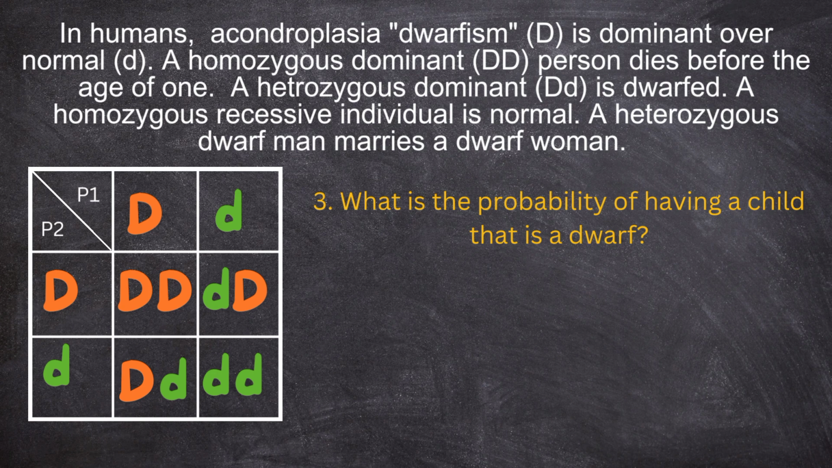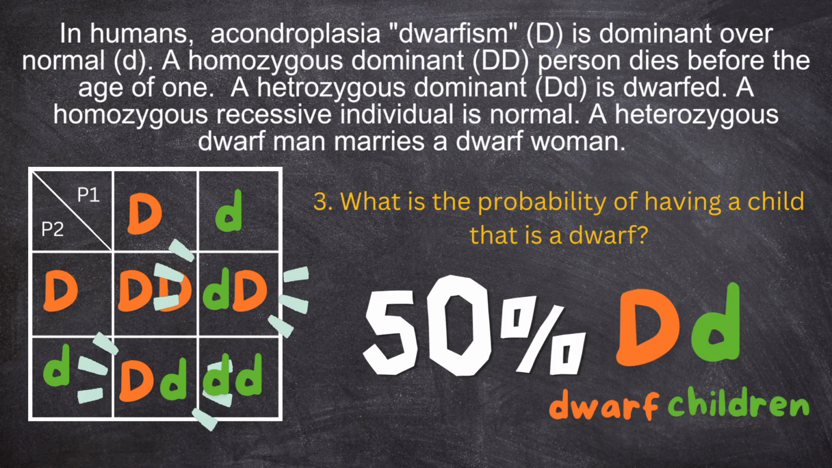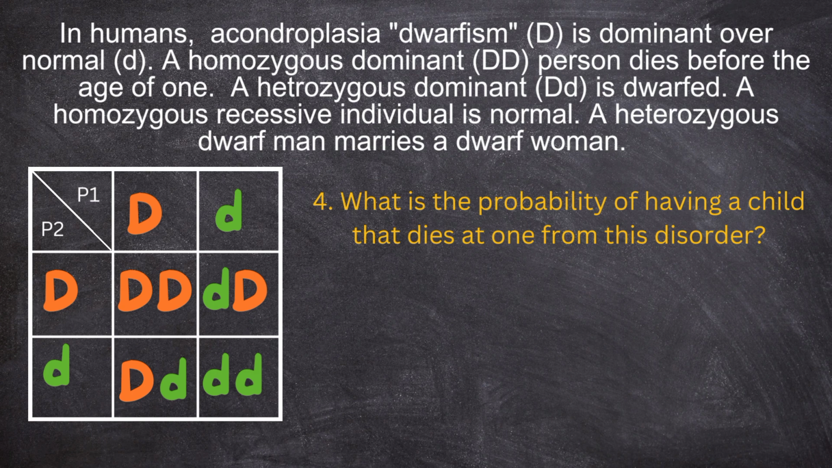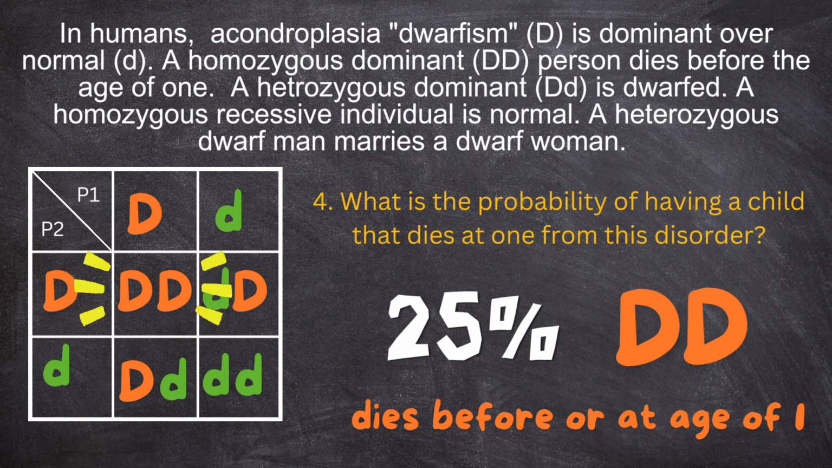Let us answer question number 3. What is the probability of having a child that is a dwarf? The chance of having a child that is a dwarf is 50%. And for question number 4, what is the probability of having a child that dies at 1 from this disorder? The answer is, there is a 25% probability of having a child that dies at 1 from this disorder.